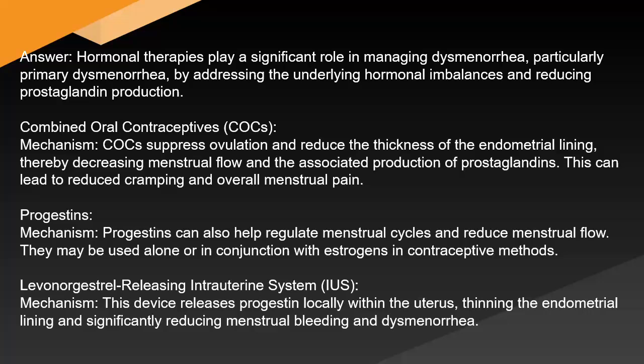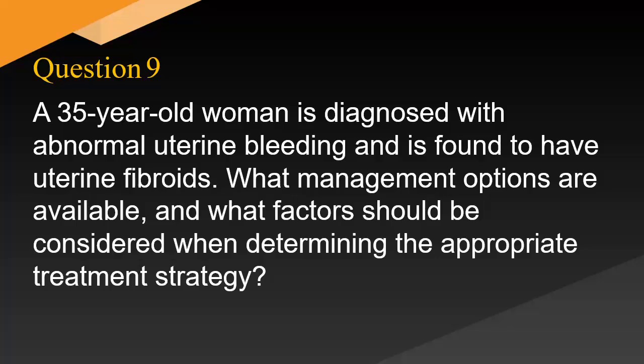Progestins, mechanism: progestins can also help regulate menstrual cycles and reduce menstrual flow. They may be used alone or in conjunction with estrogens in contraceptive methods. Levonorgestrel-releasing intrauterine system (IUS). Mechanism: this device releases progestin locally within the uterus, thinning the endometrial lining and significantly reducing menstrual bleeding and dysmenorrhea. A 35-year-old woman is diagnosed with abnormal uterine bleeding and is found to have uterine fibroids.